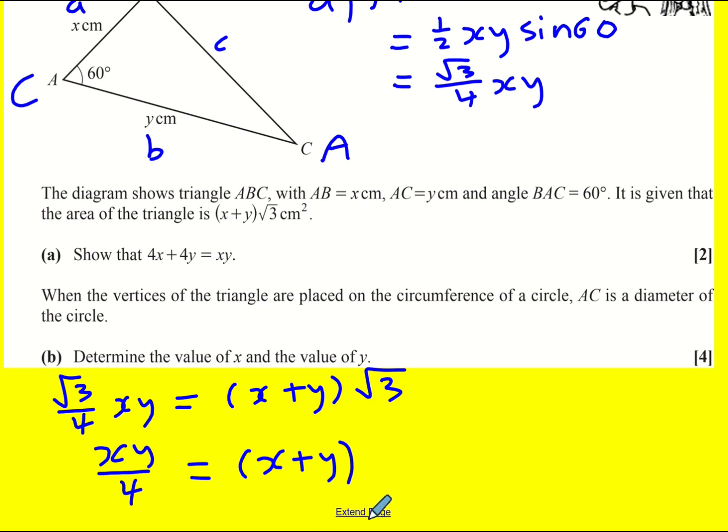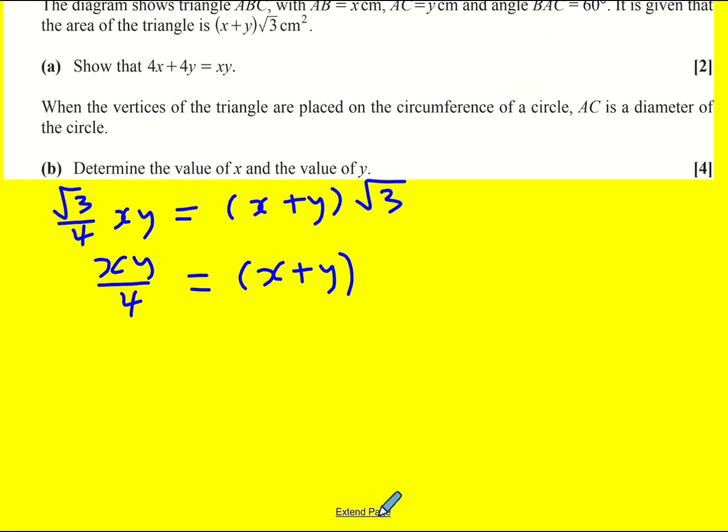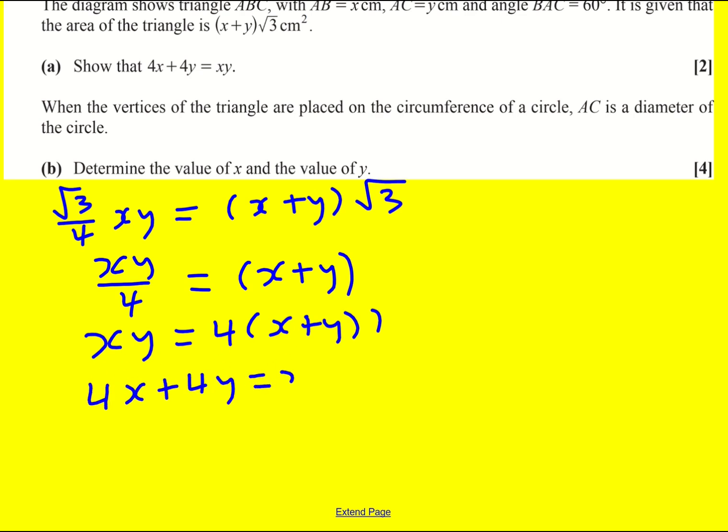And the result's going to follow now, because I can just multiply through by 4. xy equals 4(x plus y). Therefore, 4x plus 4y is equal to xy.